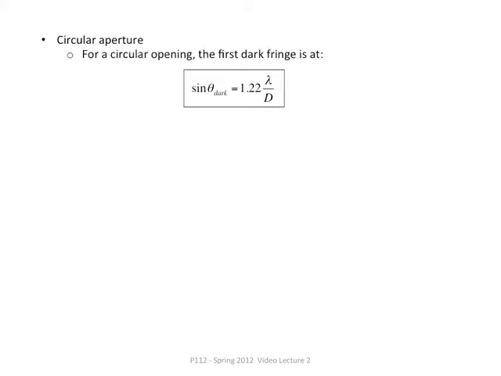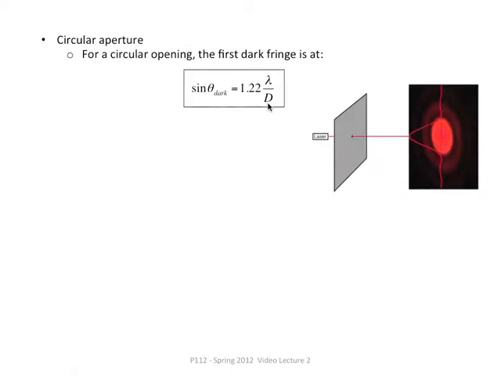For a circular opening, the first dark fringe occurs at 1.22 times lambda divided by d, where d here is the diameter of the aperture. So again, sine theta dark is equal to this value of 1.22, and we're not going to derive where that number comes from, times the wavelength divided by the diameter of the aperture, not the radius, but the diameter of the aperture.